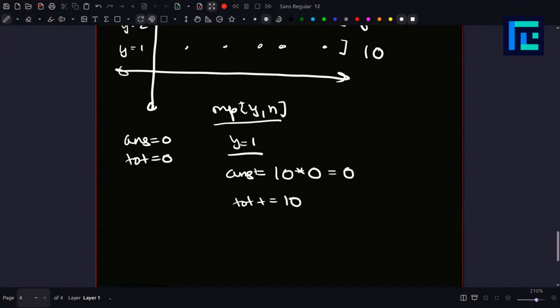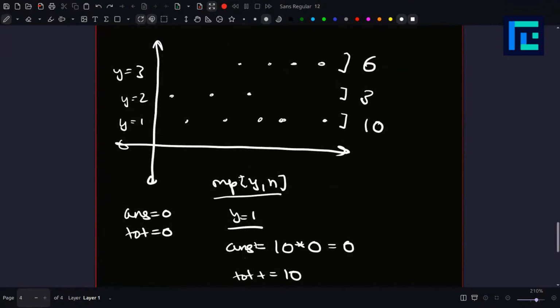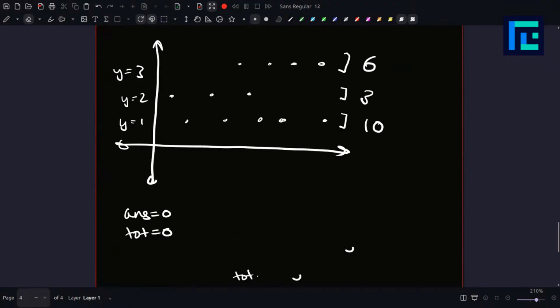My answer increased by 0 because there are 0 lines below this to match. But I'm going to increase my total by 10 because when I go to the next step, these 10 lines can be used. So at y equals 1, my answer is 0 and my total is equal to 10.